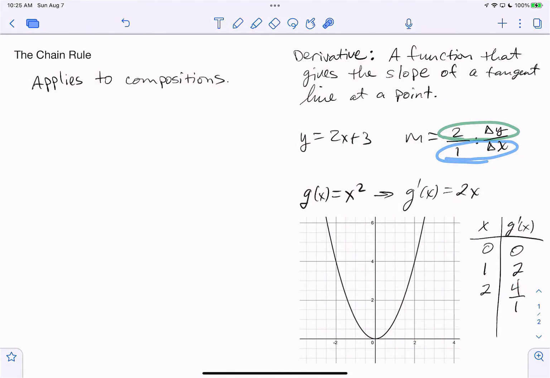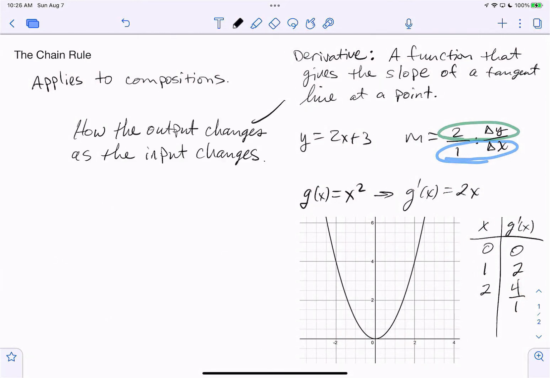Here's what I'm getting at. As the input changes, the output changes, right? And the rule that tells us how the output is changing is 2x, because 2x is the derivative of x squared. And so I want you to think about an output changing as an input changes. So another way to characterize a derivative is how the output changes as the input changes.